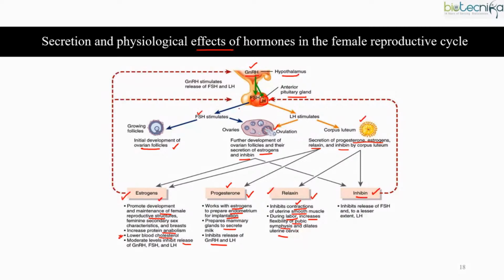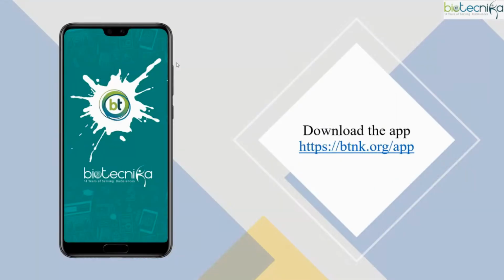So that was about the secretion and physiological effects of various hormones. We discussed the female reproductive cycle and the various hormones. These are very important topics from your exam point of view. Just try to go through these flowchart-type figures, so you can easily remember the role of various hormones and their functions.